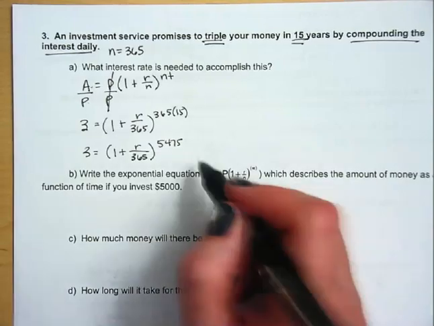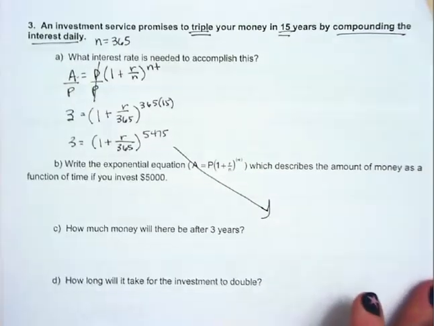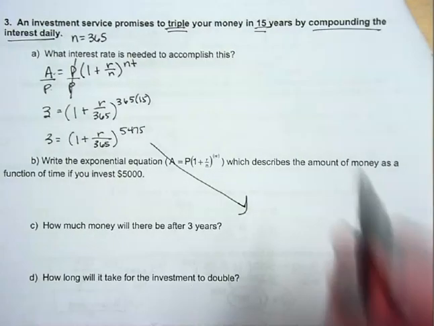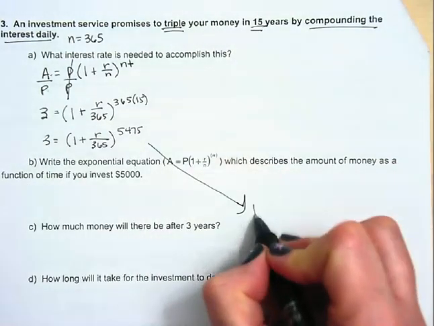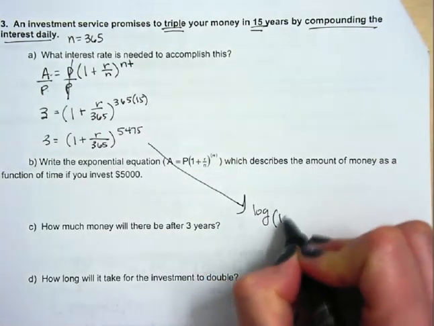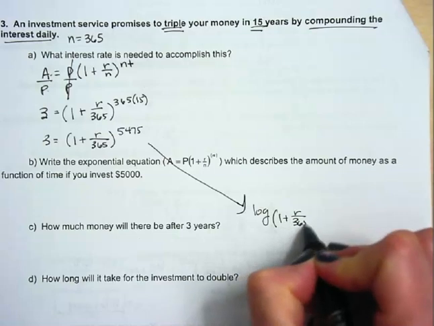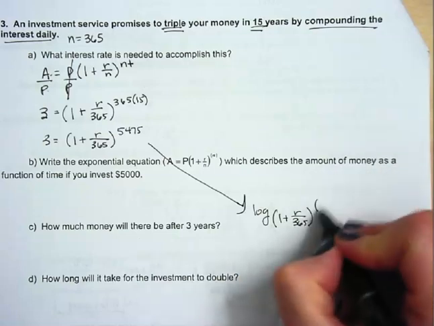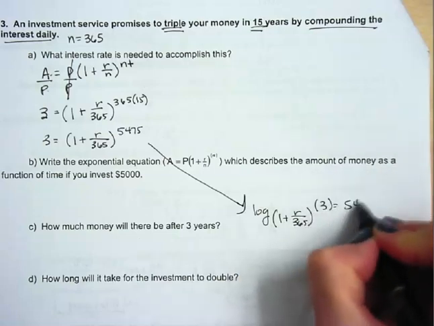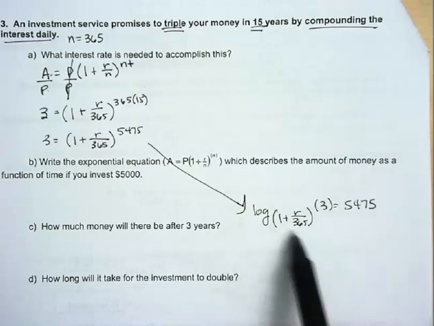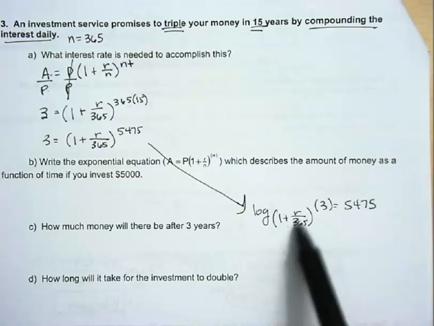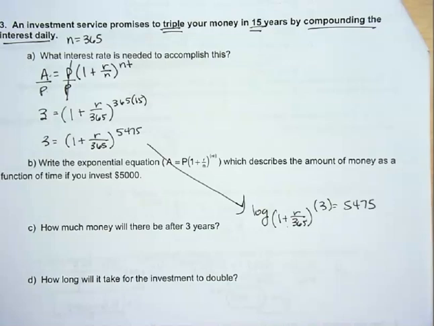And I'm going to show you that, and then we're not going to do it, but I want to talk about the problem that we run into. So if I rewrite this as a log, it's log with the base 1 plus r over 365 of 3 equals 5,475. Now this is going to cause a problem. We cannot be putting a base into a calculator that has a variable in it. It won't solve it like that for us. So we need a different approach.